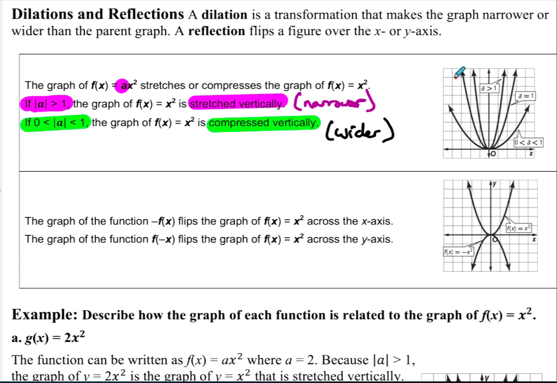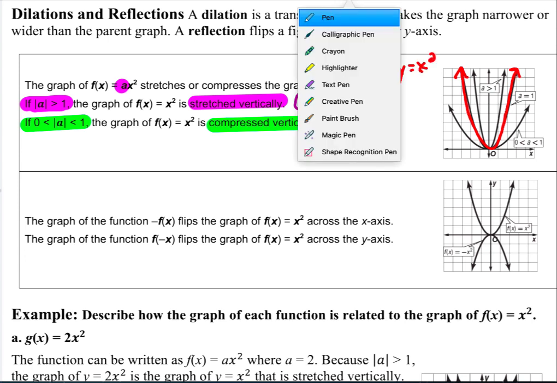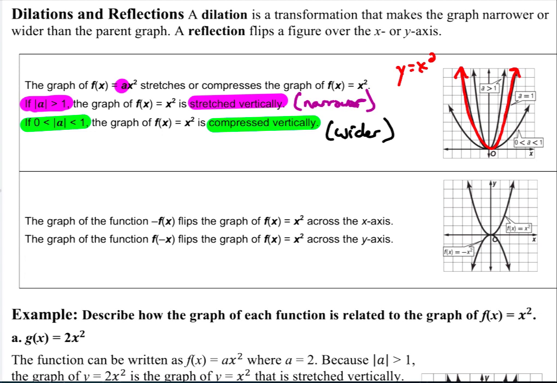So this was our original function. That was our parent function, y equals x squared. When we stretched it, it became this one. Okay? It got pulled up, so it wasn't quite as wide anymore. When it got compressed, multiplying by a decimal, here's where it got wider. Okay? It got pushed out to the side because it wasn't climbing as quickly.